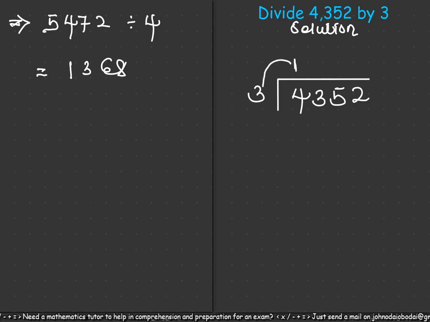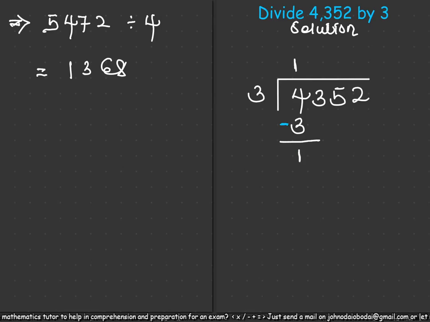Then we do our multiplication again. So 1 times 3 gives us what? A 3. And make sure you write it just beneath the 4, because it is the 4 you are working with now. Okay, then now bring in your subtraction. So you want to ask yourself, 4 minus 3, what does it give us? It gives us a 1.